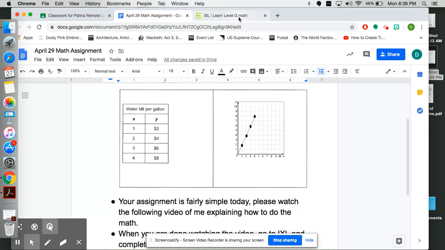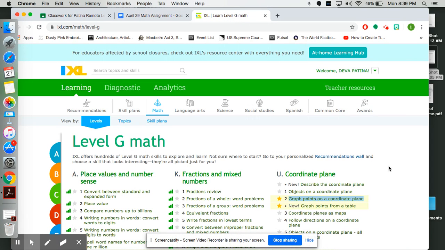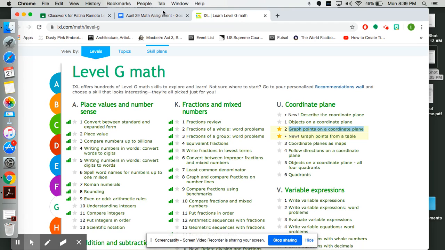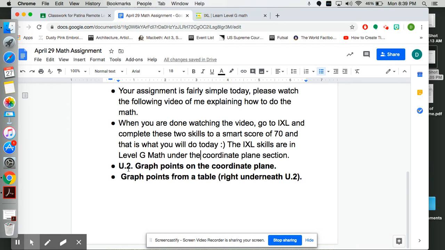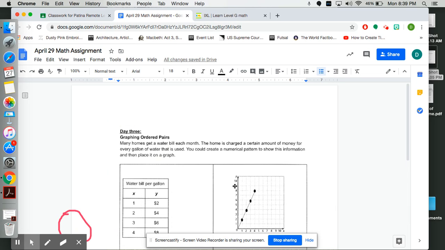All right, so going forward here, you will go, and there are 2 assignments. You've got U.2, which is graphing points on the coordinate plane. Remember, this is what a coordinate plane is. It's just this box with all the graphing and the x and y axis. That's called a coordinate plane.